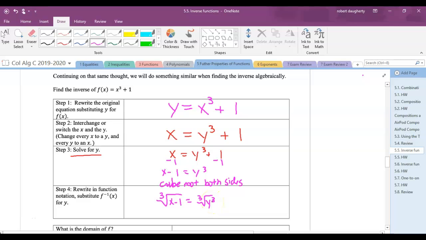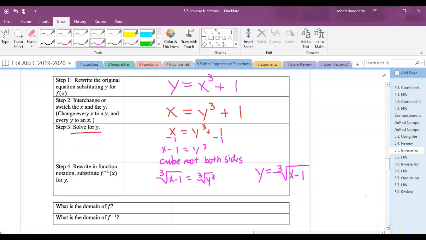What's the cube root of y cubed? That's y. That's doing something and undoing it. So this tells me that y is equal to what? Yeah, the cube root of x minus 1. Now the way we write this in function notation is I'm going to write the inverse. So f inverse of x. So f inverse of x is the cube root of x minus 1. So I started out with f is equal to x cubed plus 1, and I end up with f inverse is the cube root of x minus 1. Now, let's talk through this.